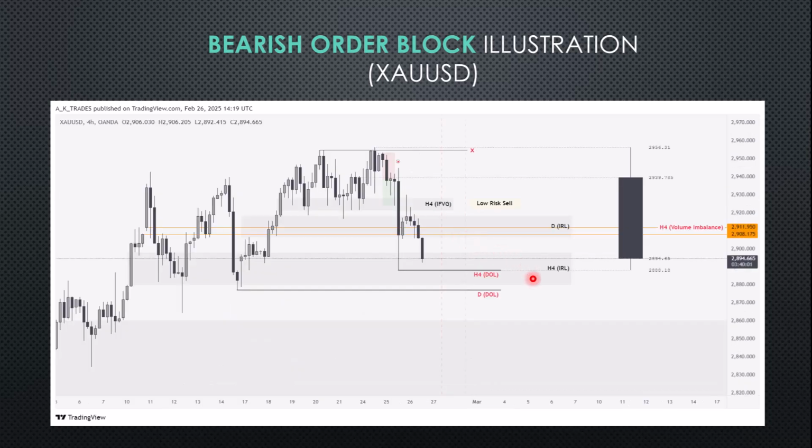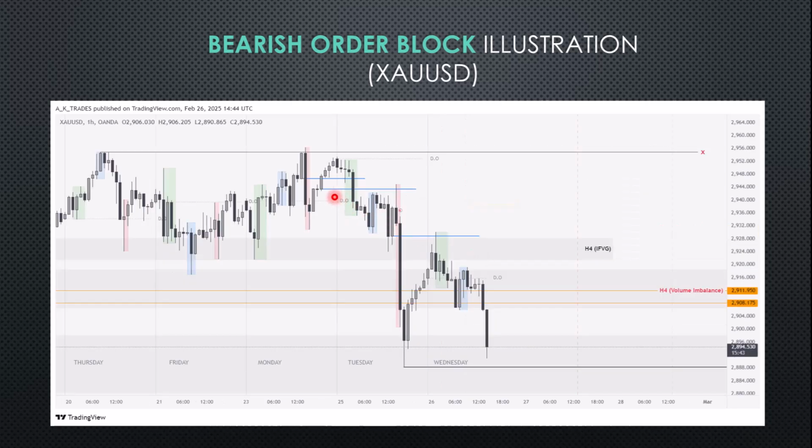Now, when we go down to the 4-hour chart, we can also see here that price, after a series of consolidation and the raid of the previous week high, also inverted an internal range liquidity here and then came back to retest that area before moving lower towards our 4-hour draw on liquidity. Now, let's observe something on the 1-hour chart here.